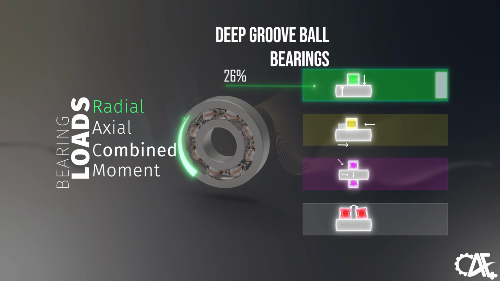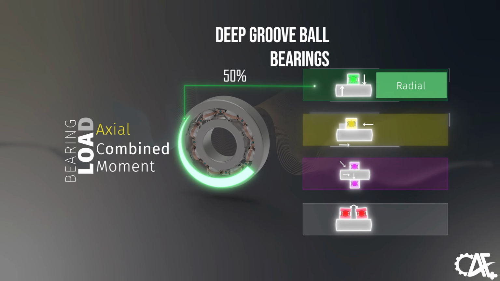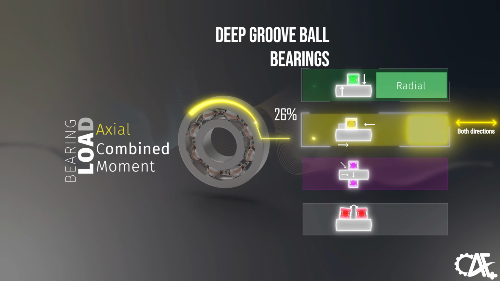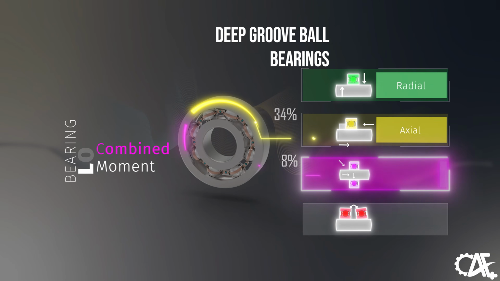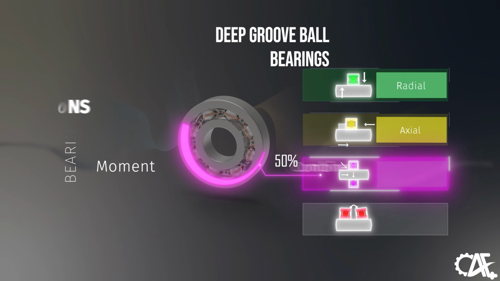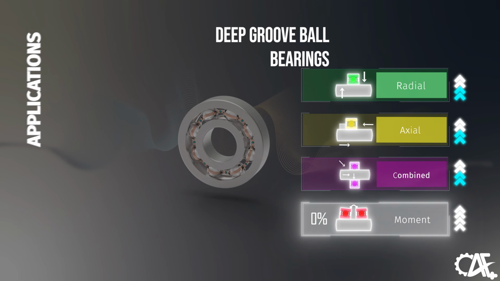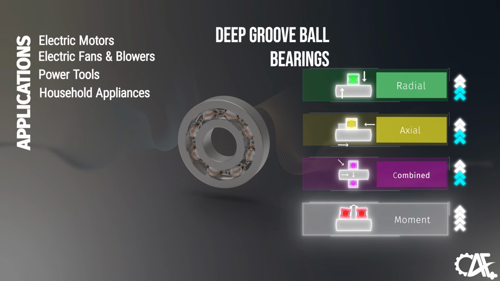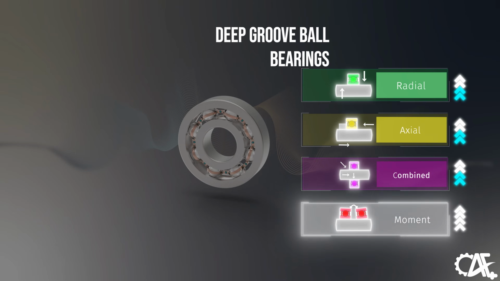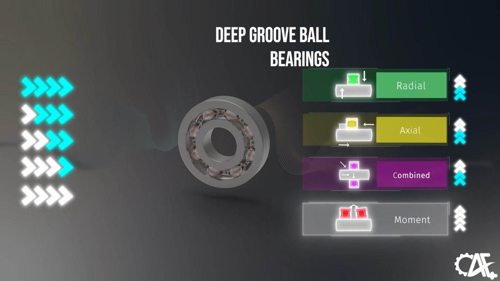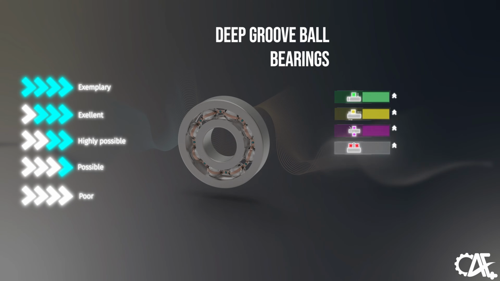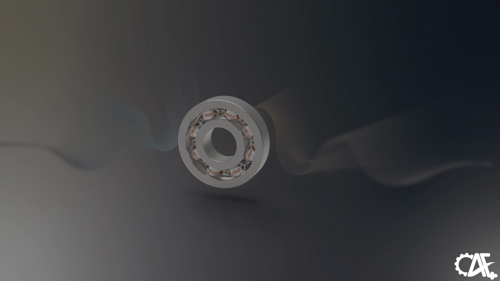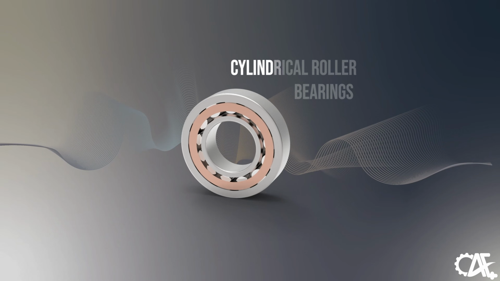Specifically, deep groove ball bearings excel at handling moderate radial, axial, and combined loads. However, a single deep groove ball bearing isn't well suited for moment loads. Given their proficiency in managing moderate loads, they're ideal for applications such as electric motors, fans and blowers, power tools, and household appliances. For each bearing type, we'll use the template shown to assess performance based on the 4 primary bearing loads discussed earlier. The rating system spans from 0 to 4 points, with 0 indicating poor performance and 4 denoting exemplary performance.